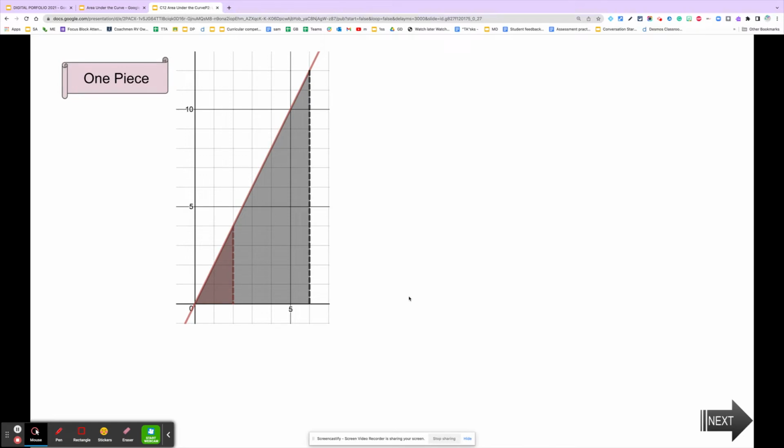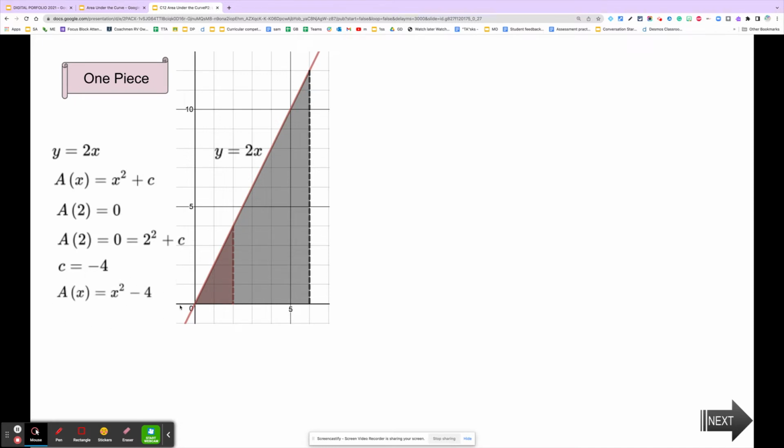So now let's do it using antiderivatives, okay? So this is what we did. We took the antiderivative of this piece, then we set when x equals 2, the area is 0. So we can use that x value and the y value and sub it in. And in this case, we figure out that the constant equals -4. So now I have this equation x squared minus 4. And now I'm going to put 6 in for x. And 6 squared minus 4 is 32.